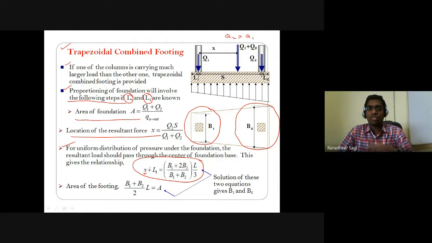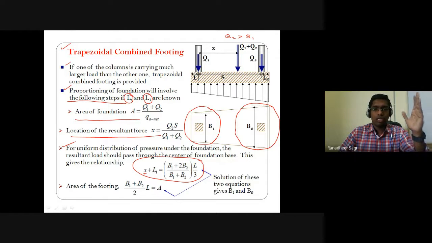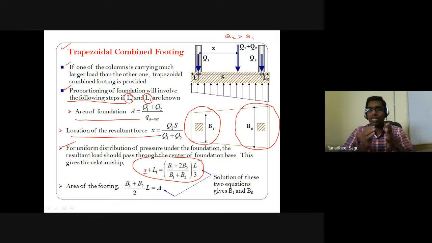The load is to be distributed through the combined footing, measured from the position of column 1. L1 indicates the distance from the center of column 1 to the free end of column 1. B1 indicates the smaller width of the combined footing. B2 indicates the larger width of the combined footing. L indicates the length of that particular combined footing.